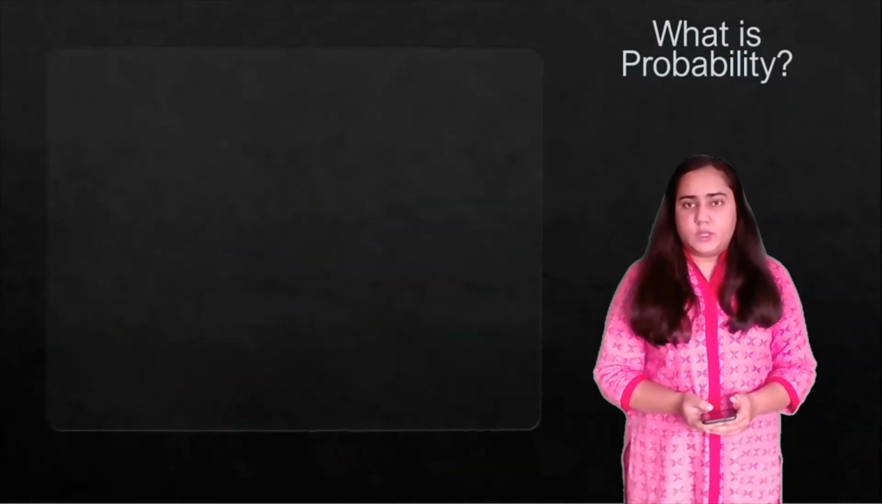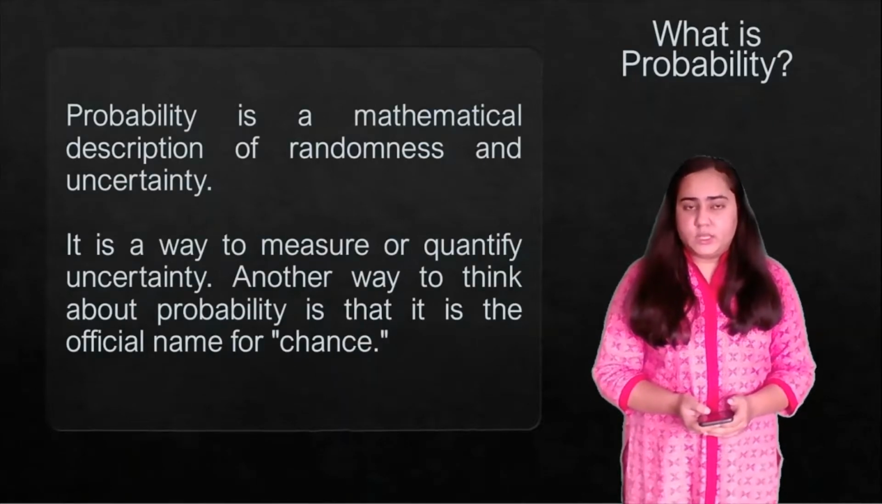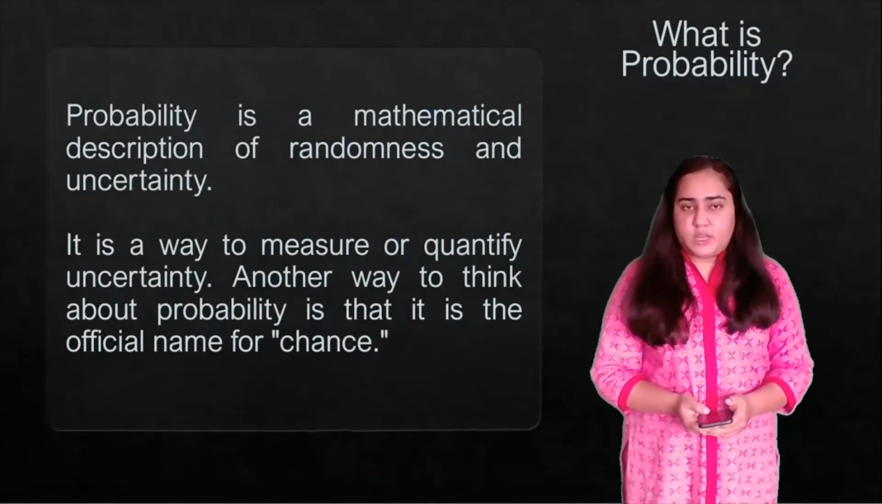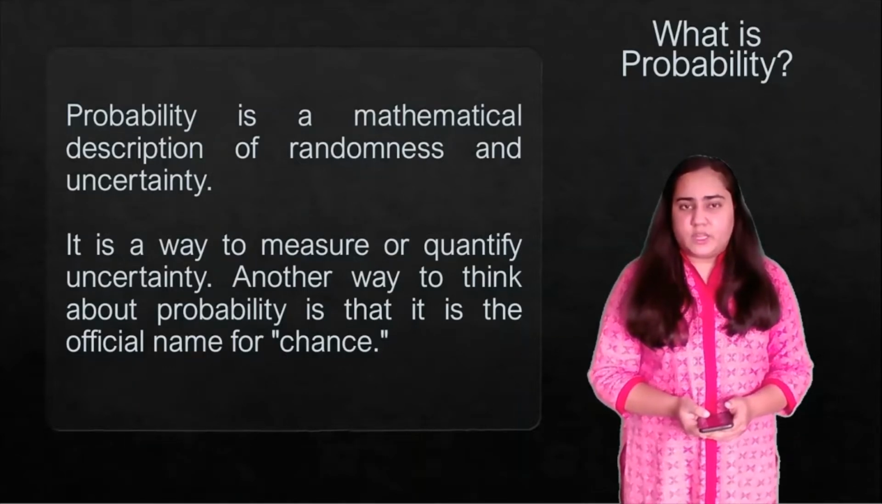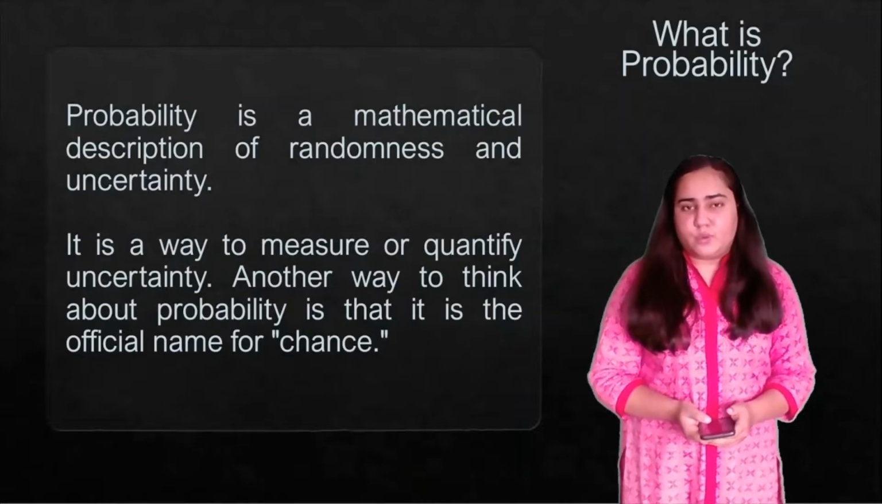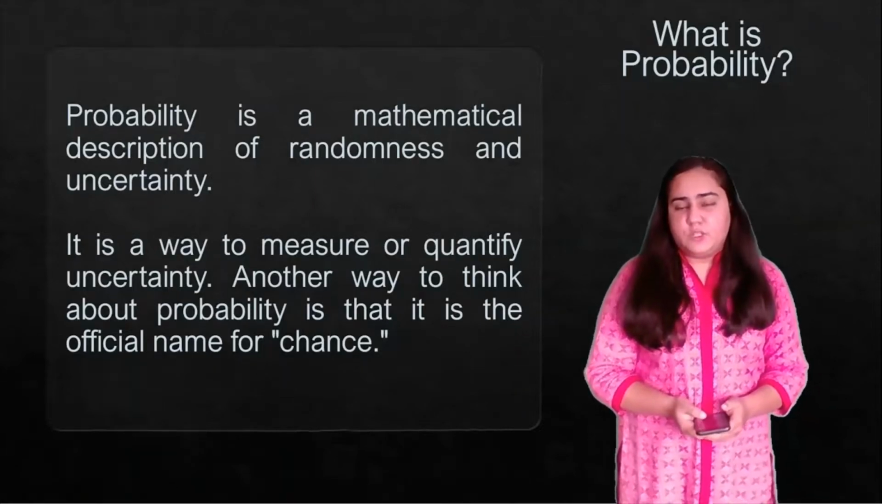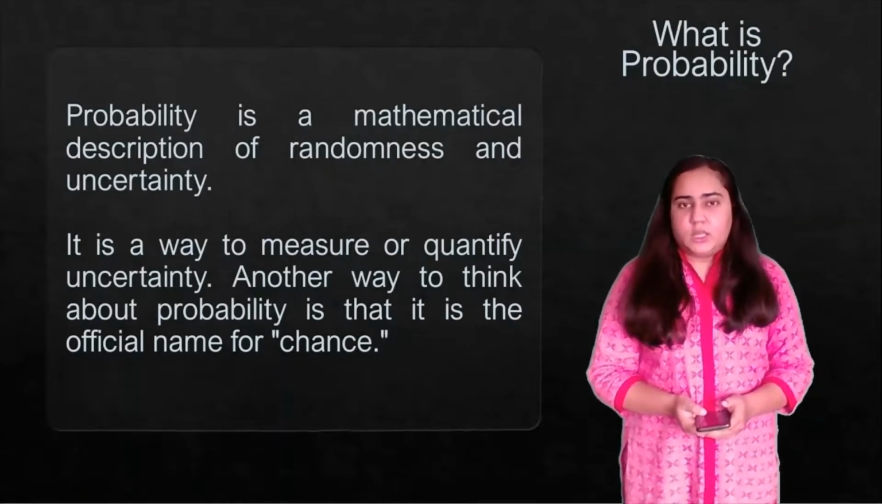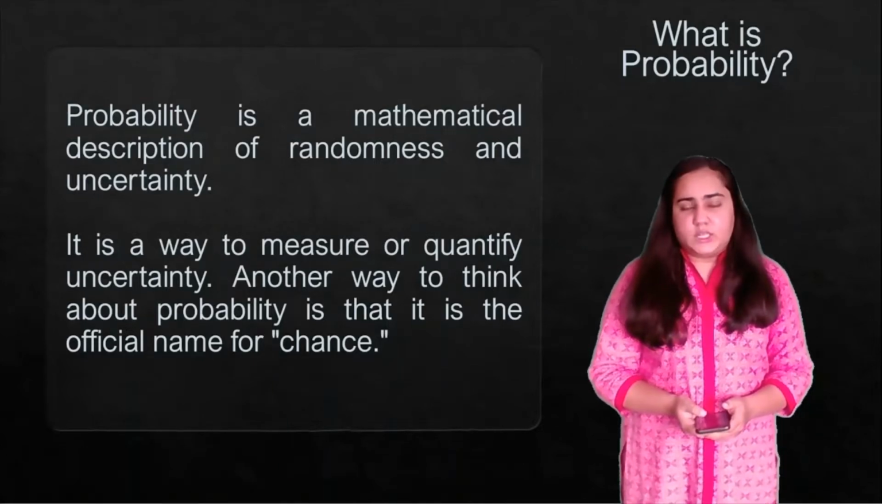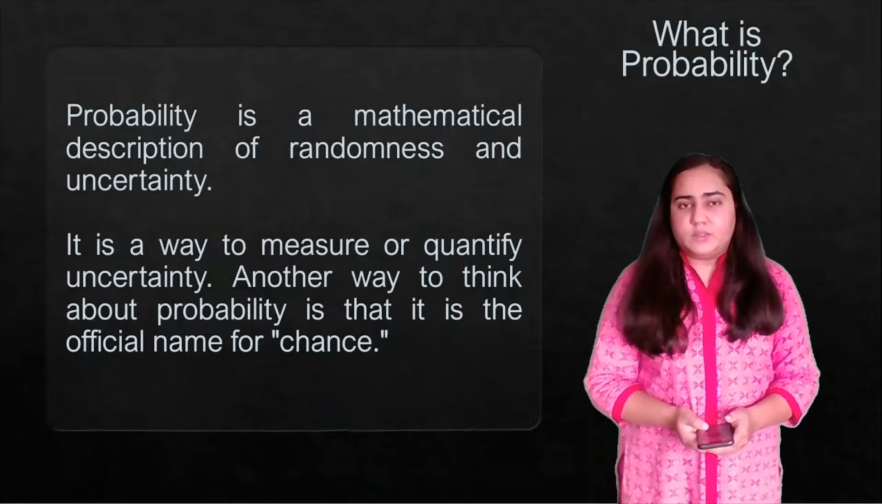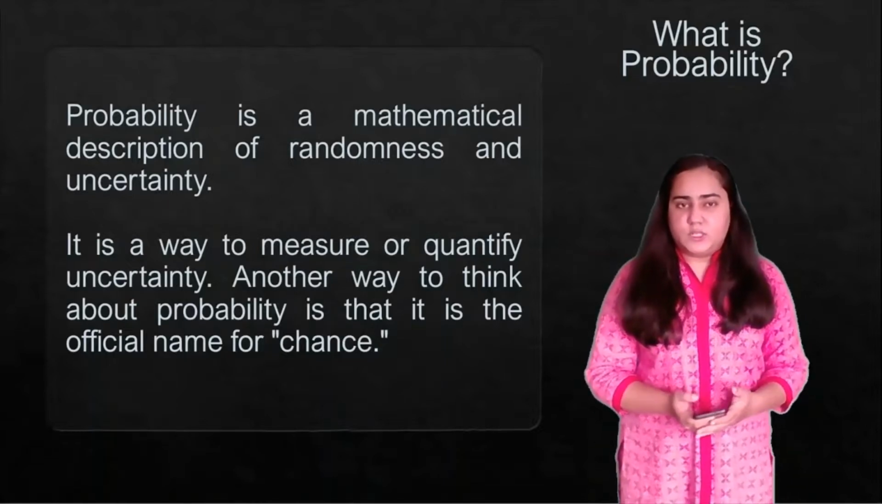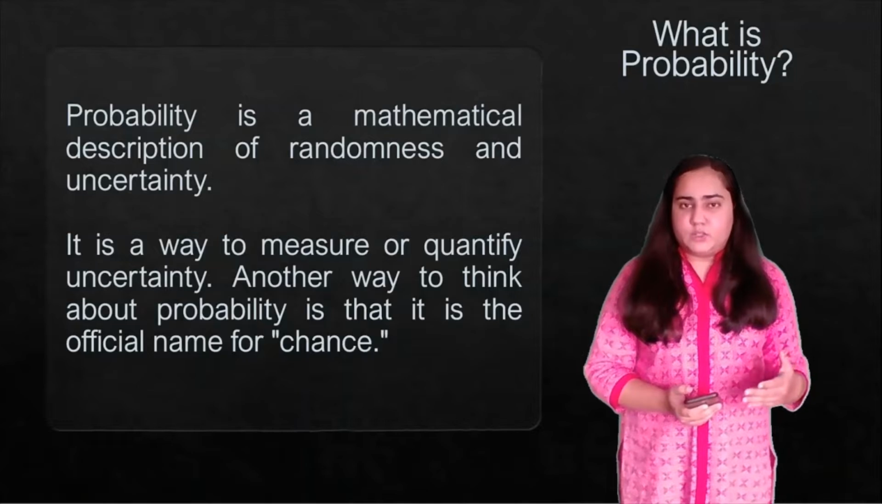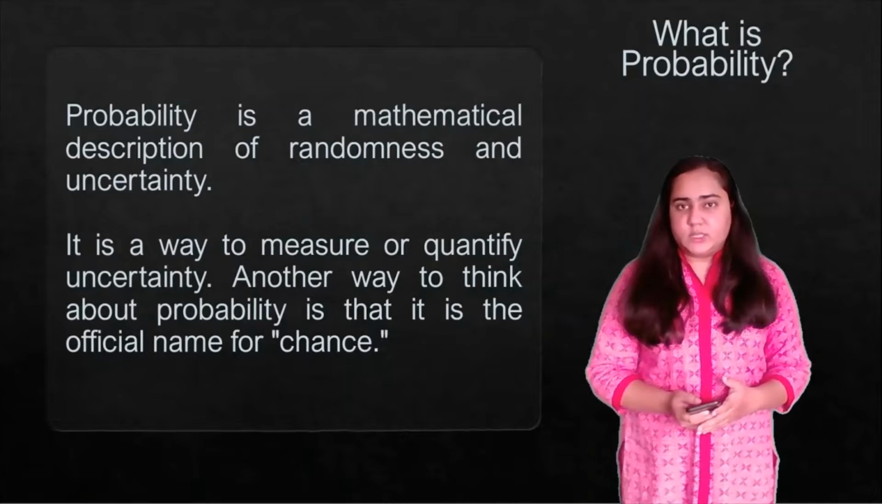First of all, the question is, what is probability? Probability is a mathematical description of randomness and uncertainty. It is a way to measure or quantify uncertainty. Another way to think of probability is that it is the official name for chance. So whatever you describe as a chance or a coincidence, that is what probability is. So it is a description of randomness or uncertainty, and it is used to measure or quantify that uncertainty. So this is what probability is.